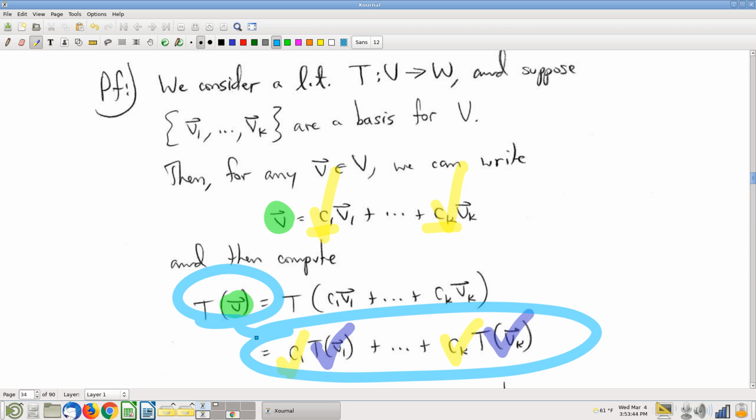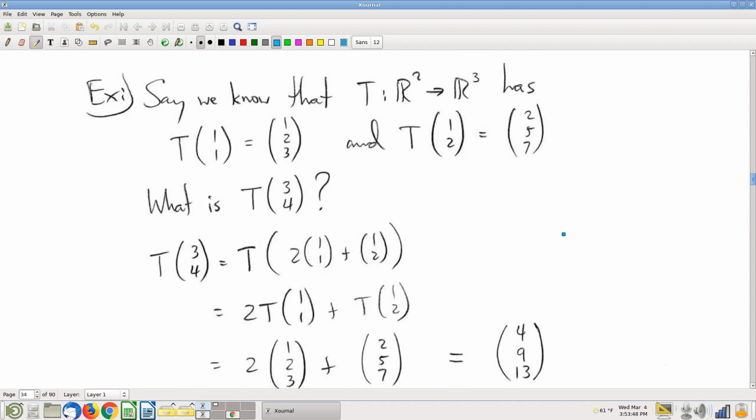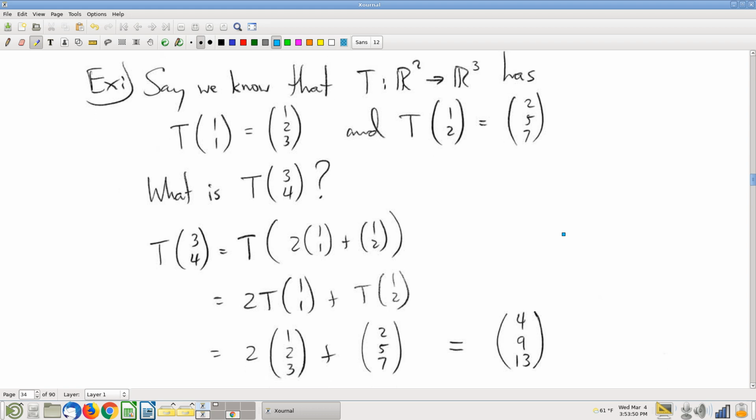There you go. Just for example, let's get our hands dirty. Here's a linear transformation. Let's call it T here. And notice I've got a basis for the domain.